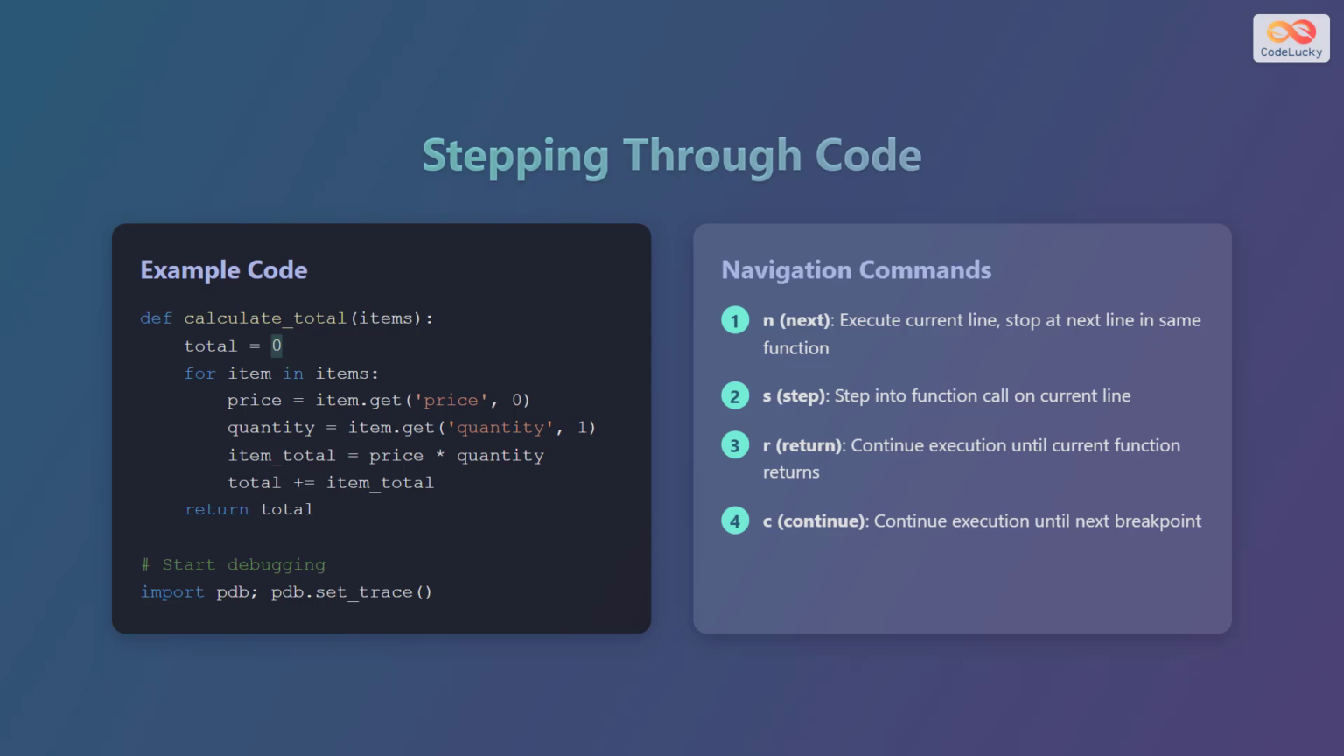n, which is next, will execute the current line and stop at the next line in the same function. s, which is step, will step into a function call on the current line. r, which is return, will continue the execution until the current function returns. Finally, c, which is continue, will continue the execution until the next breakpoint is reached.